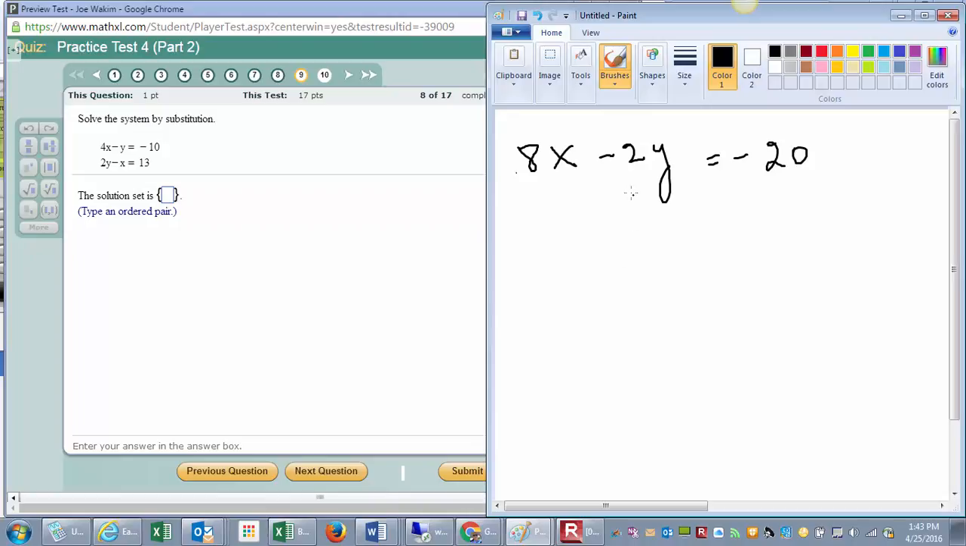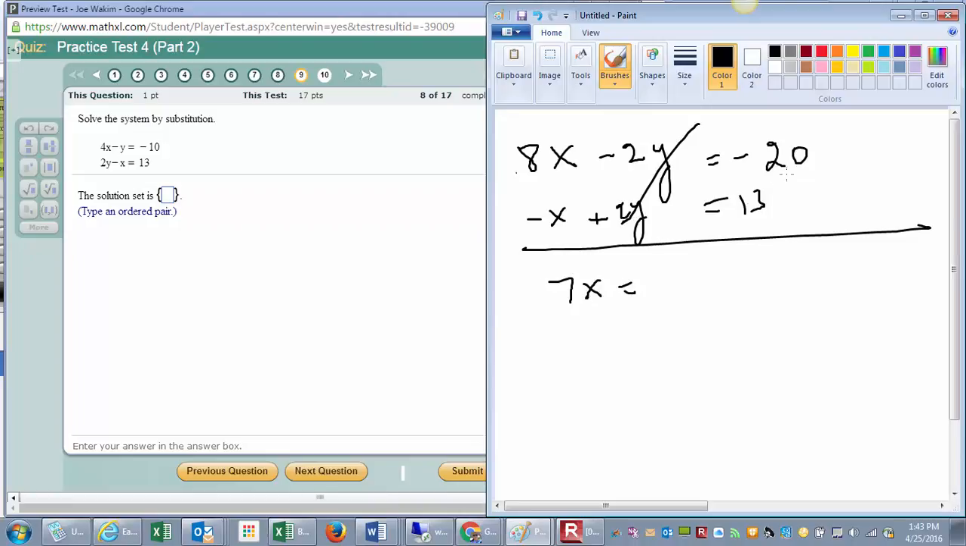Okay, so 8x minus 2y, and here we have minus x plus 2y equals 13. Let's add. These will cancel. So 8x minus x is 7x. Negative 20 plus 13 is negative 7. Therefore, x equals negative 1.